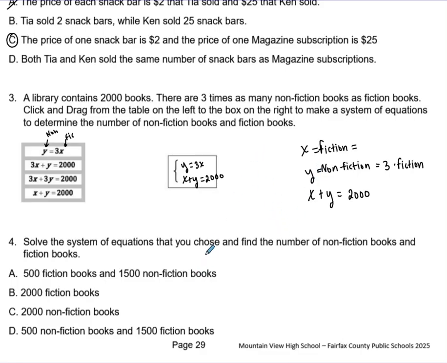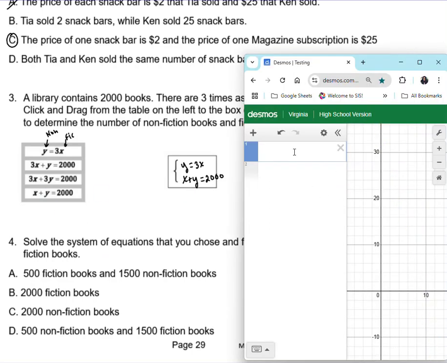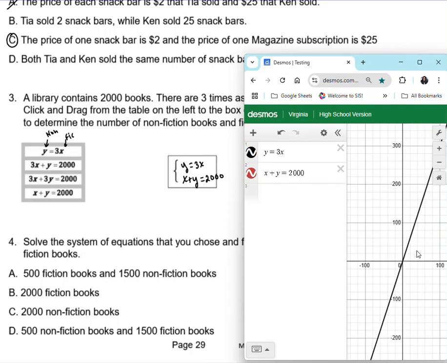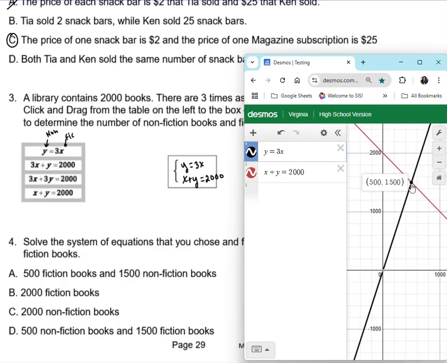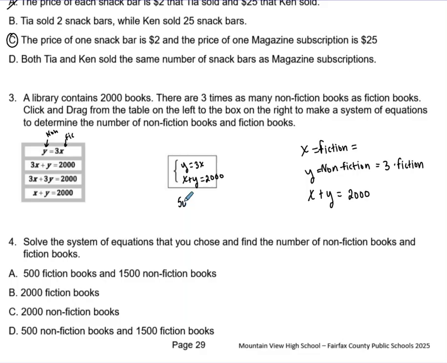Alright, solve the system of equations that you chose and find the number of non-fiction books and fiction books. To solve it, we're just going to put it in Desmos to solve the system. So you have y equals 3x, and then x plus y together, we have 2,000 books, not 20,000, 2,000. Zoom out until you find your answers. Alright, so you have 500 and then 1,500. So x is equal to 500, whereas y is equal to 1,500. Remember, x represents the fiction books, and y represents the non-fiction books. That's A.